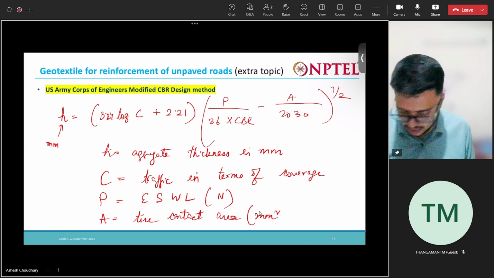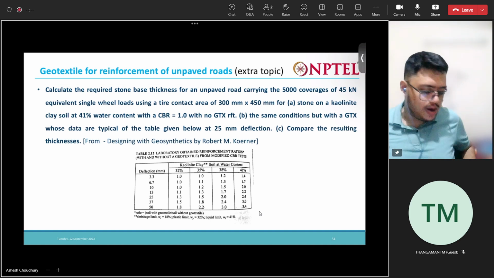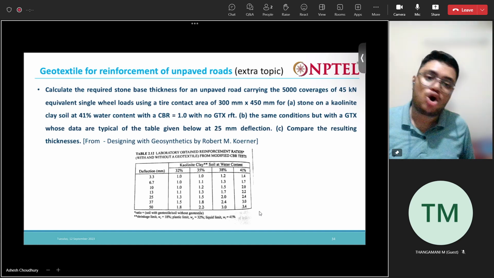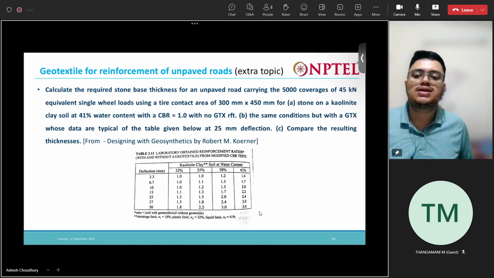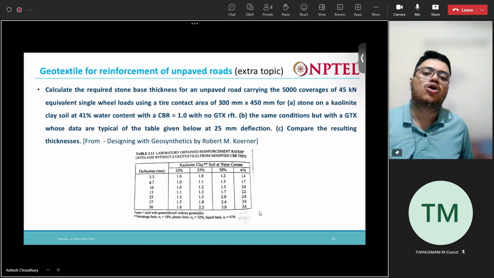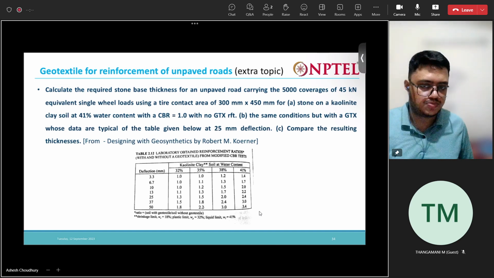Alright, now see, there is a problem. Calculate the required stone base thickness for an unpaved road carrying 5,000 coverages of 45 kilonewton equivalent single wheel loads using a tire contact area of 300 mm by 400 mm for stone on kaolinite clay soil at 41% water content with CBR 1 with no geotextile input. Same condition but with geotextile, whose data are typically given below for a 25 mm deflection. Compare the results.